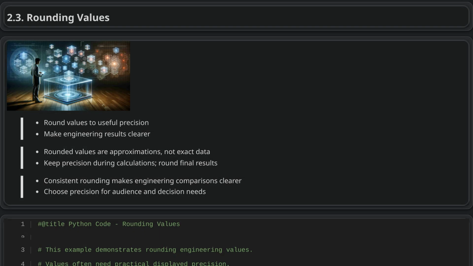Rounding values. Rounding makes numerical data easier to use by reducing unnecessary detail while keeping the important meaning. In Python, the built-in round function can adjust values to a whole number or a chosen number of decimal places. This is useful in engineering, where sensor readings or production data may be overly precise, but only a simpler value is needed for monitoring, communication, and decision-making.